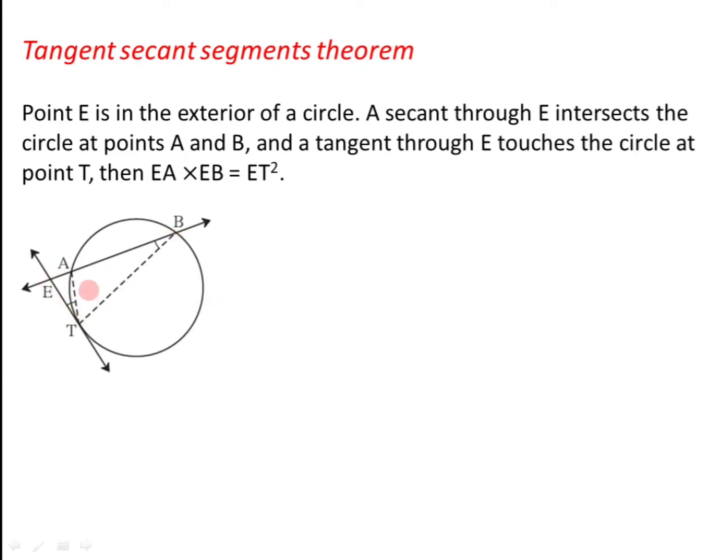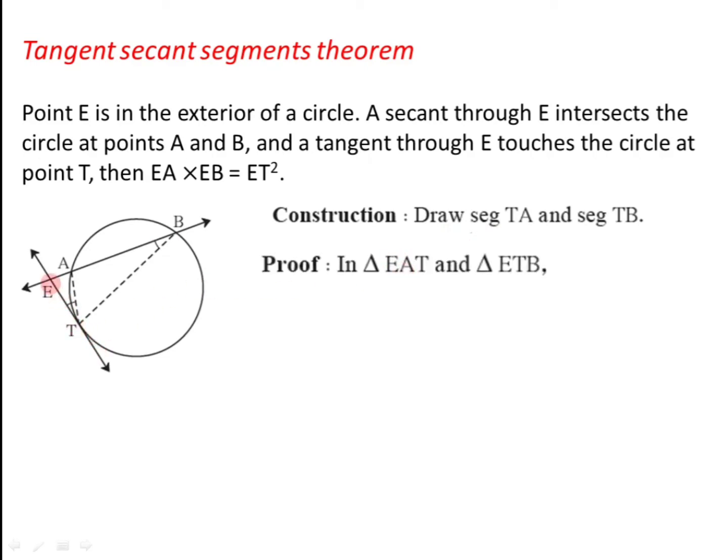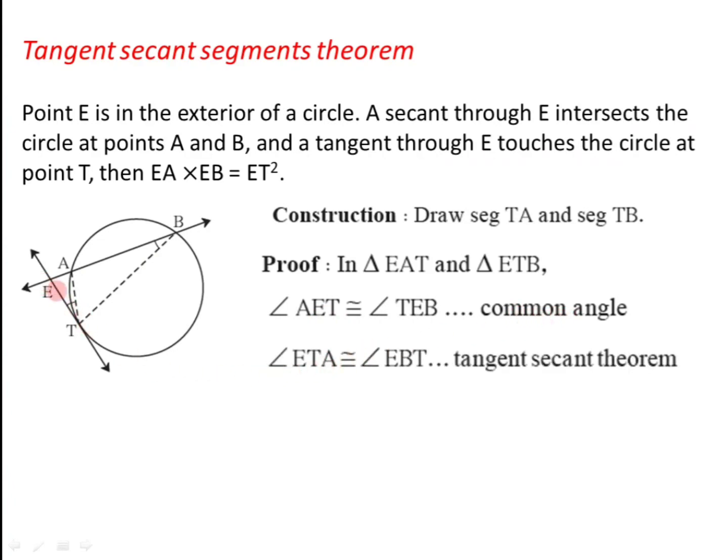For that we have to do one construction. We have to draw segment AT and segment TB. Now by doing this construction, we have got two triangles, triangle EAT and triangle ETB. For these two triangles, angle AET is congruent to angle TEB, because this is the common angle for both triangles. The second pair is angle ETA, which is congruent to angle EBT, and this is because of the tangent secant theorem.